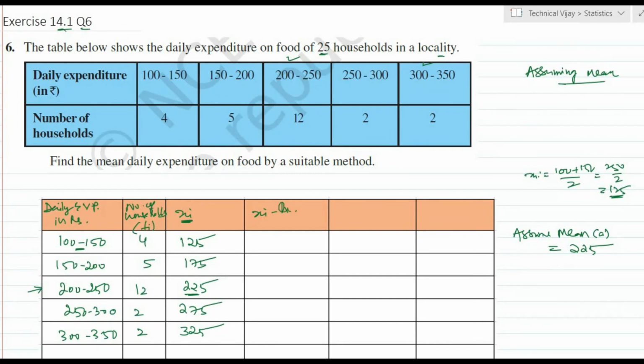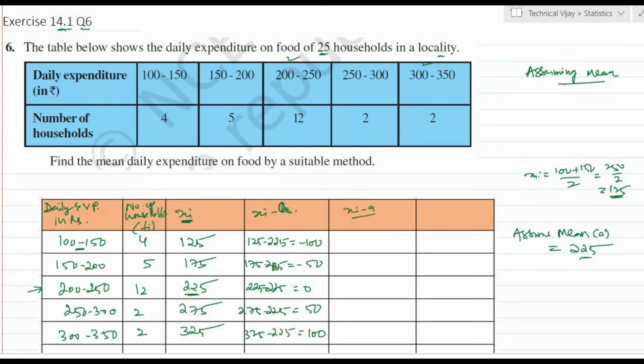Xi minus A we will calculate. 125 minus 225 is equal to minus 100, 175 minus 225 is equal to minus 50, 225 minus 225 equal to 0, 275 minus 225 equal to plus 50, and 325 minus 225 is equal to 100.